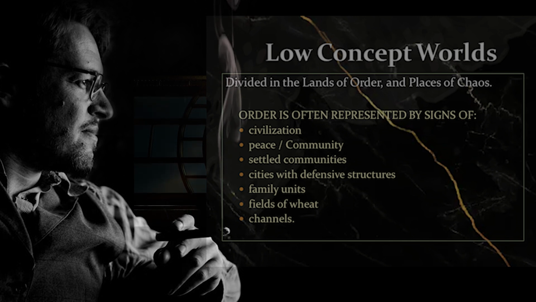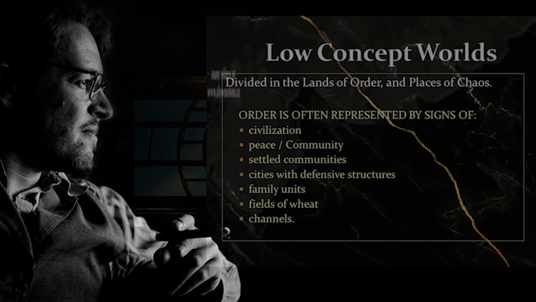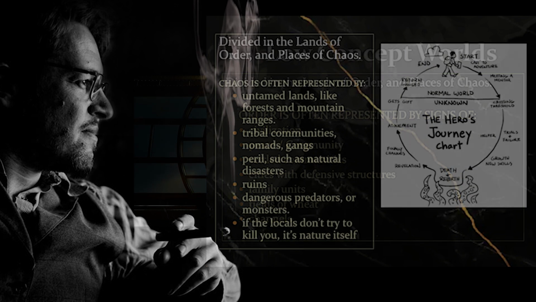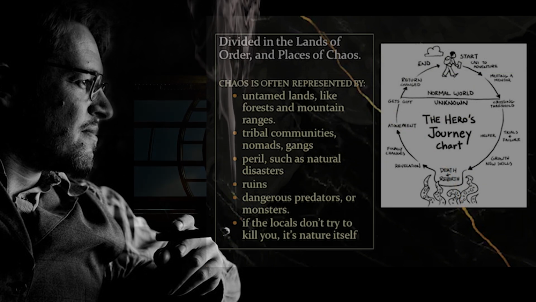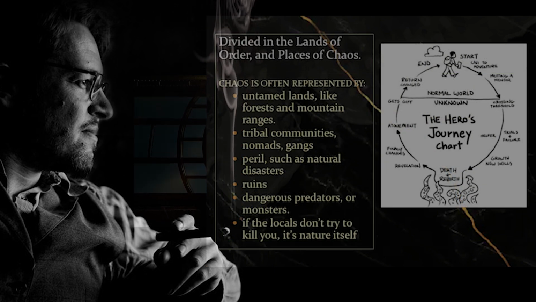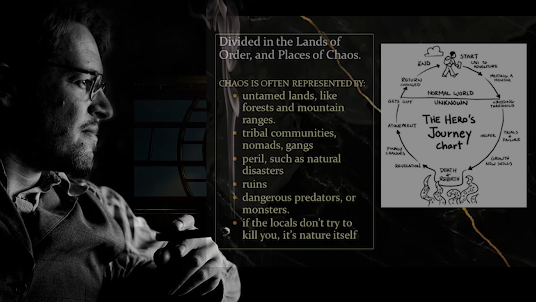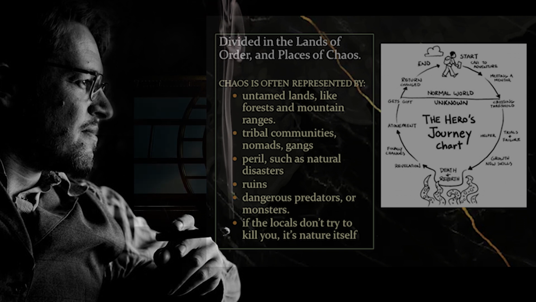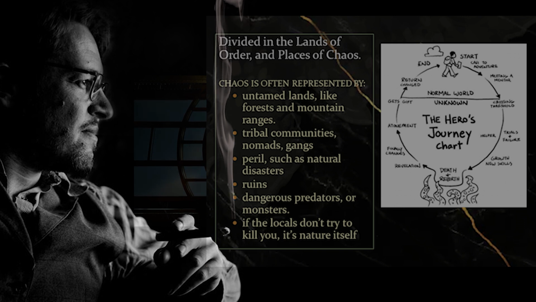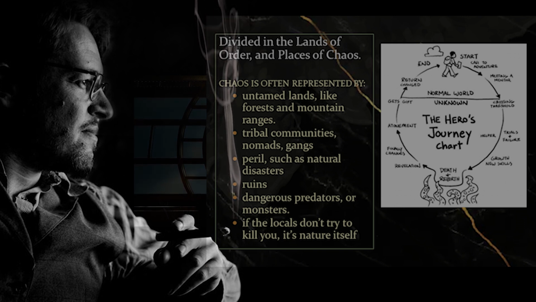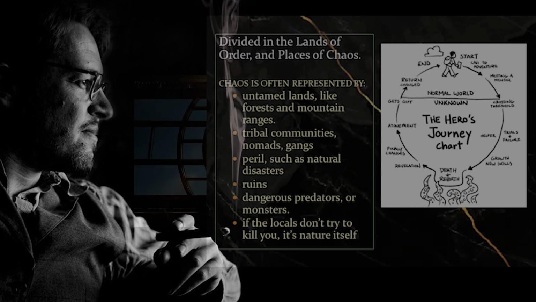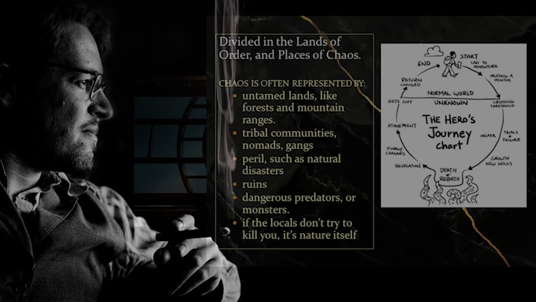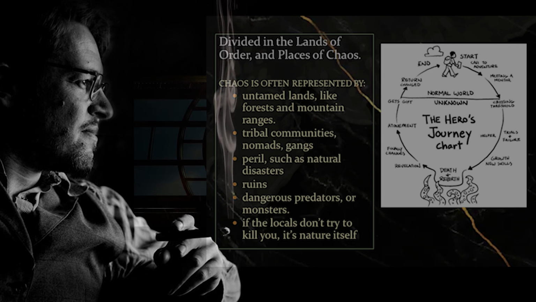That brings us to the next, which is that we also have the places of chaos. Again, these are stories usually about good versus evil, and this is represented in the world design. You have the lands of order and you have the lands of chaos, which are often represented by untamed lands. They're often natural environments. They have tribal, primitive communities, and we have gangs in the lands of chaos. And this is important when you write about cities with urban decay, street gangs and such.